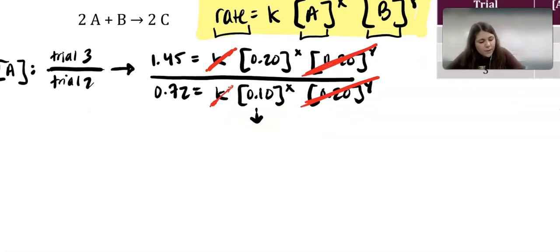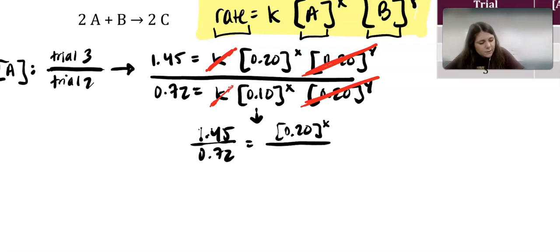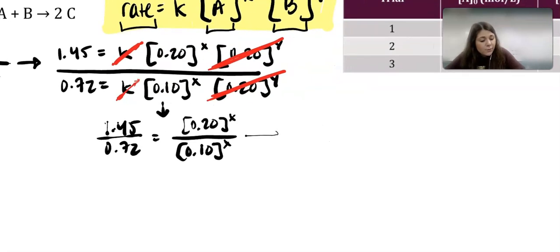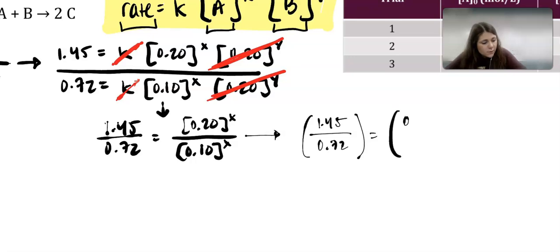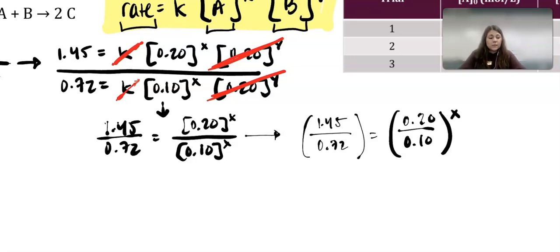So what I have now is 1.45 divided by 0.72 equals 0.20^x over 0.10^x. So I'm actually going to rearrange this just a little bit and make it 1.45 divided by 0.72 equals 0.20 divided by 0.10 to the power of x. So I kind of combine those all together.